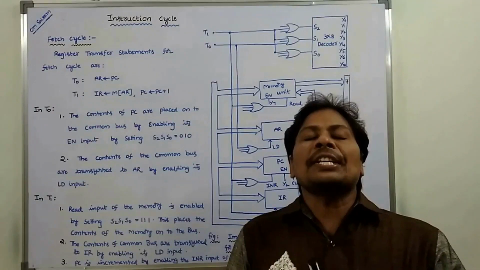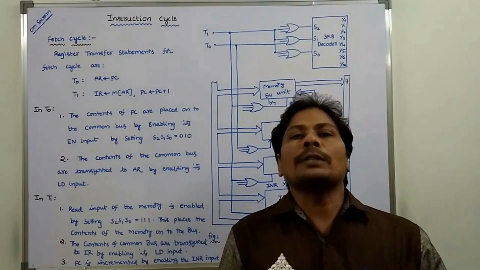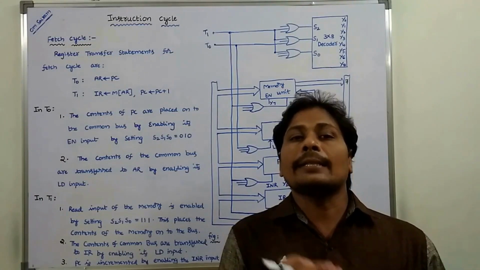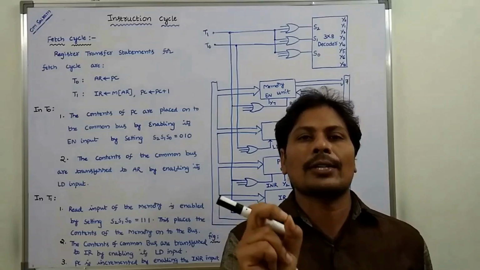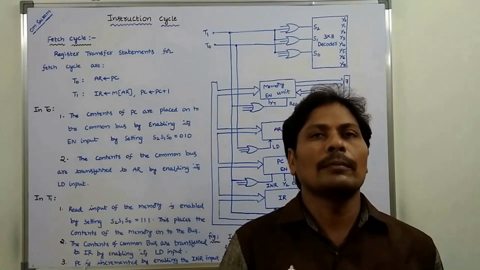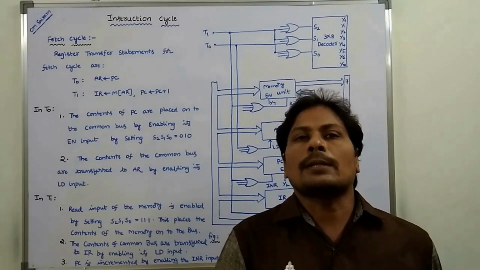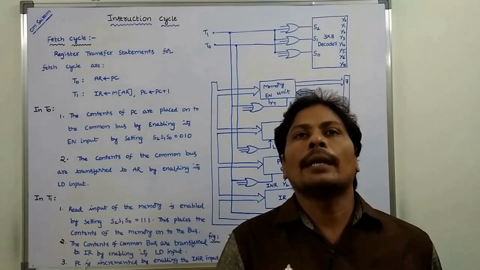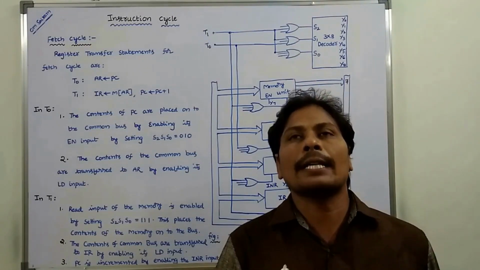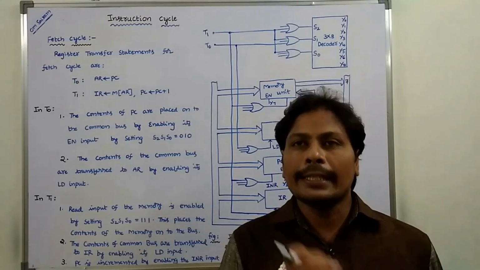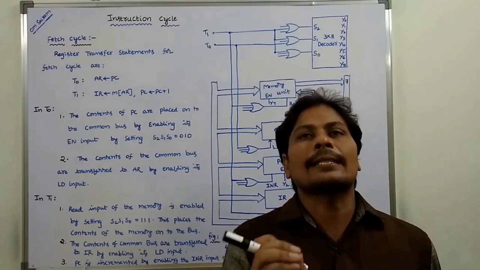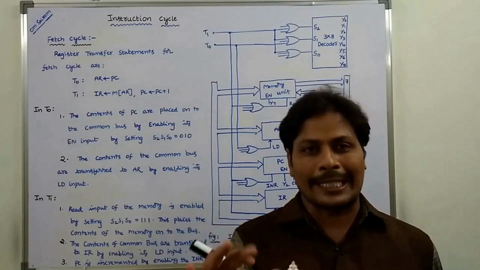Initially the program counter PC is loaded with the address of the first instruction in the program. Suppose we take a program. In that program, the first instruction address is 1000. Then PC contains the address 1000.